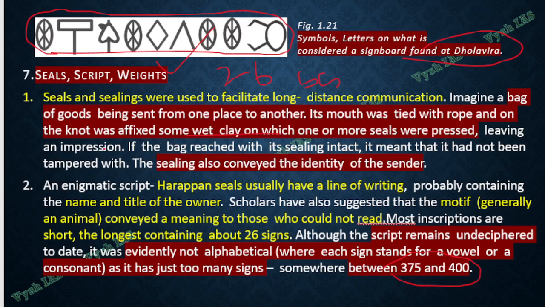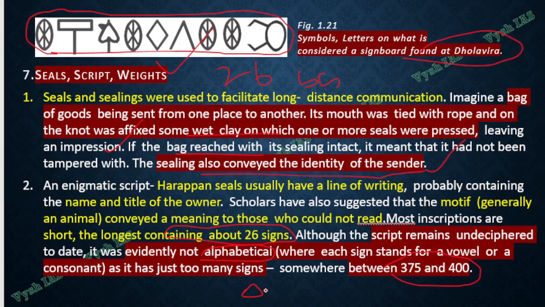So like that, they make an impression on it, and the bags, whichever reach different places, that bag will carry the identity that this is from us, this is from the sender, or this is the Harappan people. But again, as I told, you are not able to read it, and the longest scripture they found has about 26 signs in one line itself. And it's definitely not alphabetical. So it is not alphabetical, it is kind of some pictorial thing.